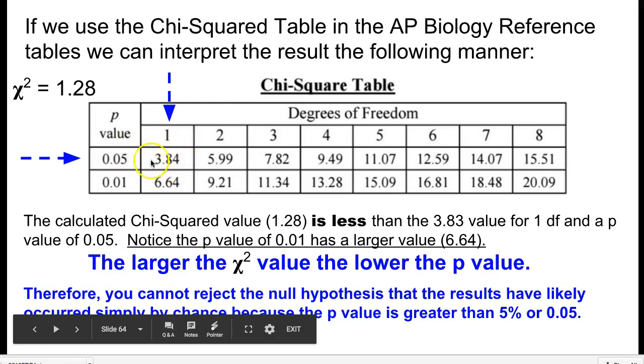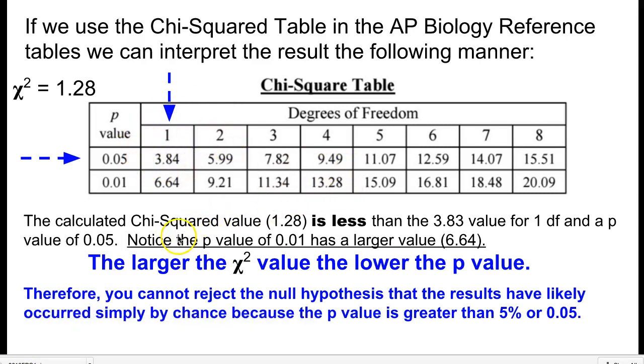Okay, and what does that mean? You cannot reject the null hypothesis. The results have likely occurred simply by chance because the p-value is greater than 5%. We're in that 95 percentile. Okay, if you go back to your ant article, they also gave p-values. They didn't use chi-squared, but they came up with p-values, but it's based upon the null.